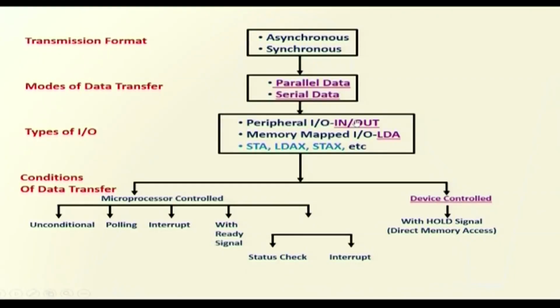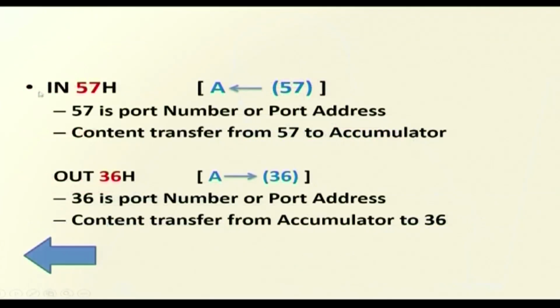The IN instruction is used to read data from the peripheral devices to the accumulator, and the OUT instruction is used to send data from the accumulator to the output devices. This is the format of the IN instruction: IN 57H. This is a 2-byte instruction. IN is the opcode, 57 is the port number or port address. During the execution of this instruction, the data is read from the specified port address, which is 57, and moved to the accumulator. The meaning of the IN instruction is that the content is transferred from the specified port address 57 to the accumulator.